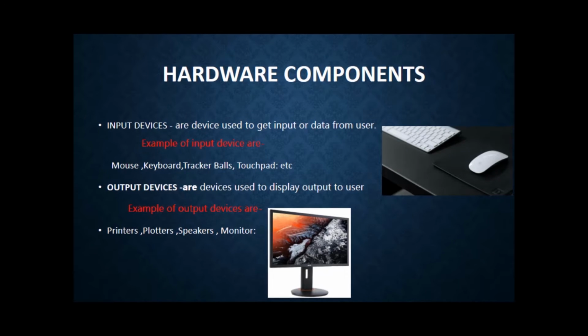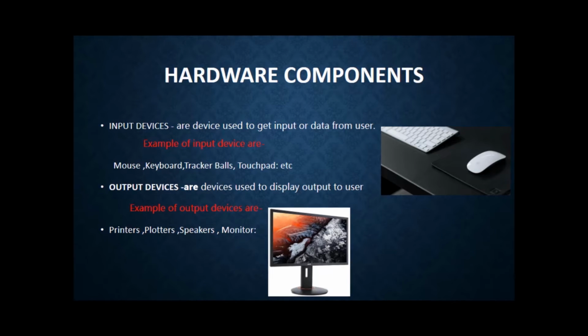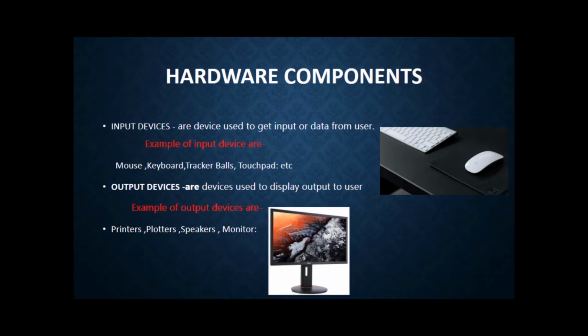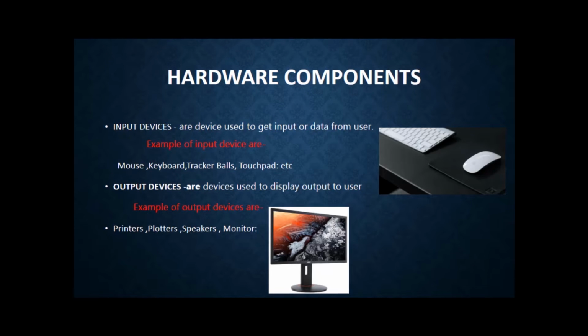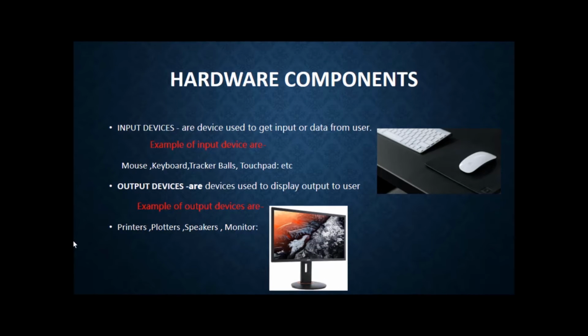Let's take a deep look at hardware components. Now, hardware components, we've said these are the tangible parts of your computer, but now they're divided into two subcategories, and that is input devices and output devices. Remember what input devices are? Yes, these are devices that we use to get input or data from the user. This is what we use to give instructions to the computer. Good. Examples of input devices are mouse, keyboard, trackball, touchpad, and others.